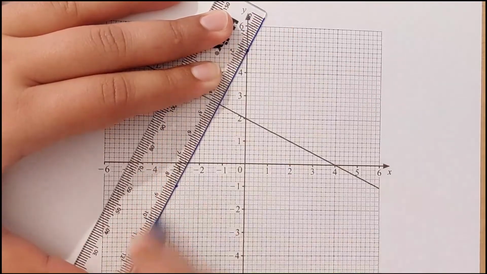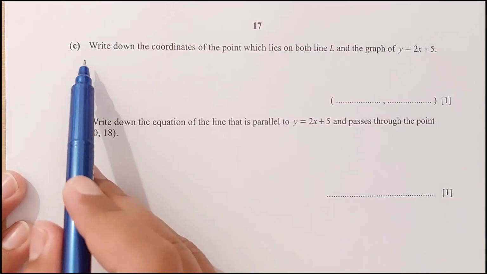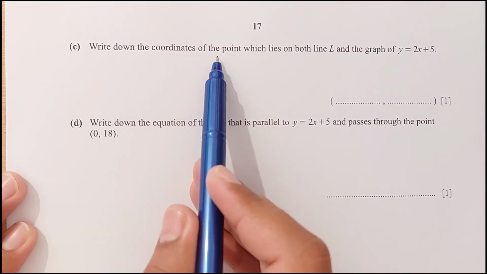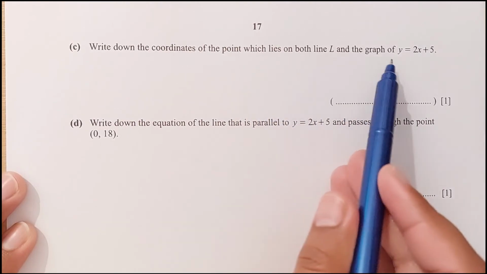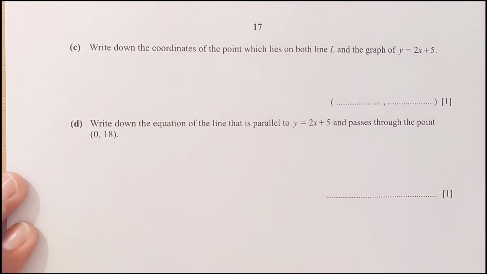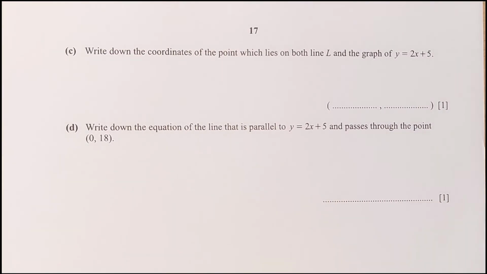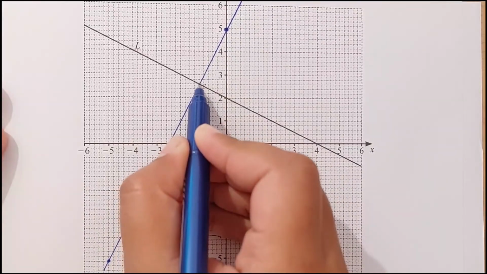This is a line. Okay. Now for part C, write down the coordinates of the point which lies on both line L and the graph of y equals 2x plus 5. Okay. So basically we have to find the point of intersection of the line L and y equals 2x plus 5. So this is a point of intersection, right?